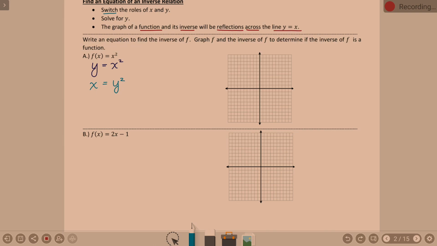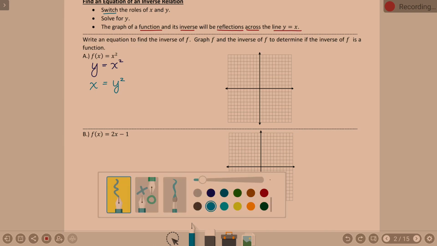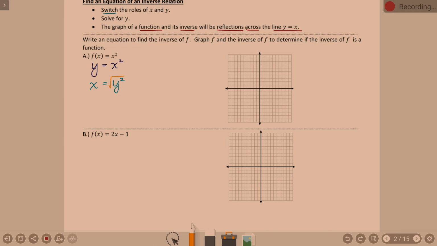So step 1, switch the roles of x and y. Step 2, solve for y. If I have x equals y squared, how am I going to get y by itself? Square root. Okay. So it's currently y squared equals, yes? Basically, I need y squared to become y. And we can do that by taking the square root. Now, if we take the square root of y squared, we have to also take the square root of x, yes?